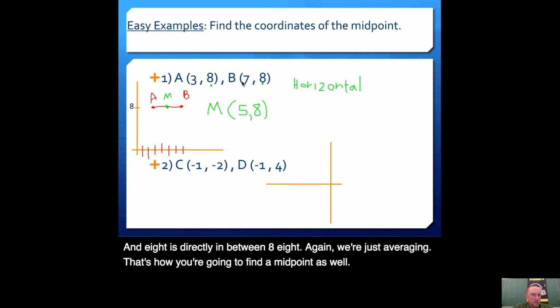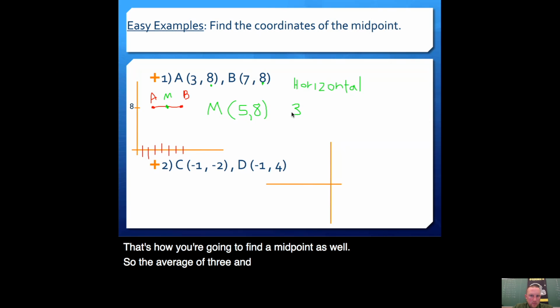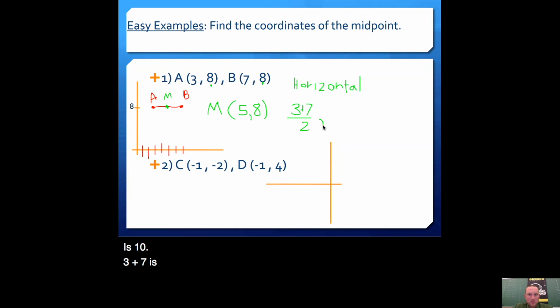So the average of 3 and 7: 3 plus 7 is 10, divided by 2 is 5. 8 plus 8 is 16, and when you divide that by 2, you get 8. So this is the work if you were to average these.